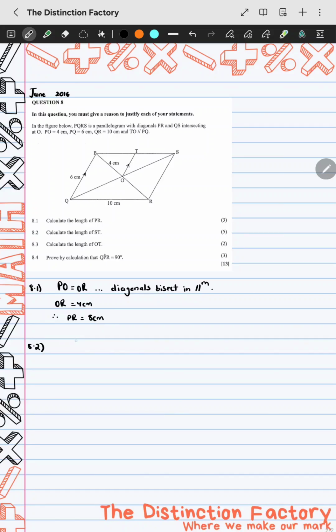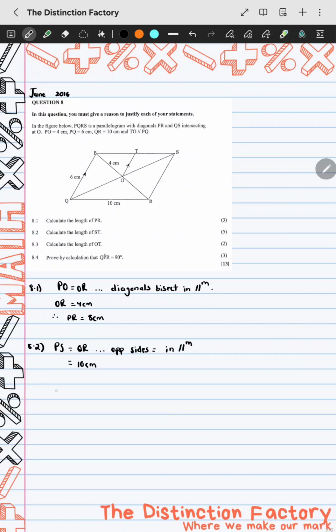So now we just have to write that up in words. We're first going to give them the full length of PS. So PS will be equal to QR, and that is because opposite sides are equal in a parallelogram. That means that PS is 10 centimeters.